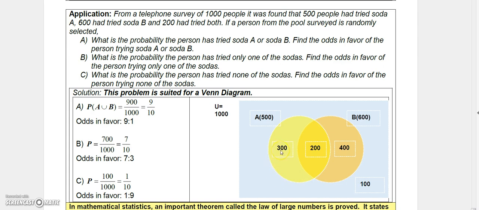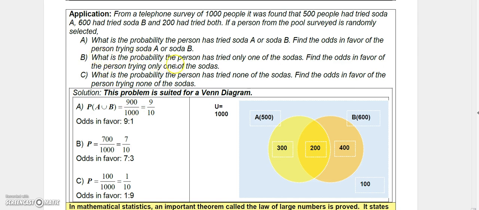So now let's find the probability that they tried A or B. Look, there's 300 plus 200 plus 400, so that would be 900 out of 1,000, or 9/10. So the probability of A union B is 9 out of 10. So the odds in favor of that would be the 9 ways that you could get the event to the 1 way not to get the event. And so the odds in favor would be 9 to 1.